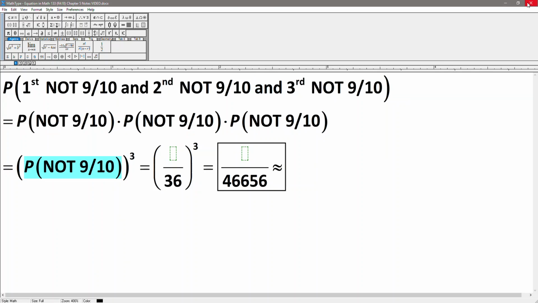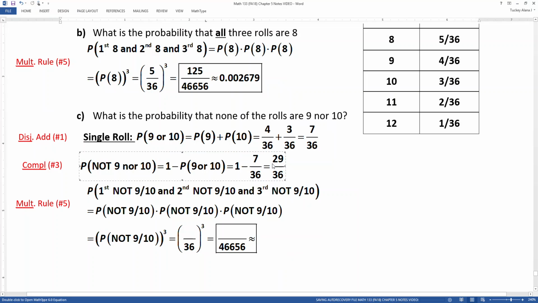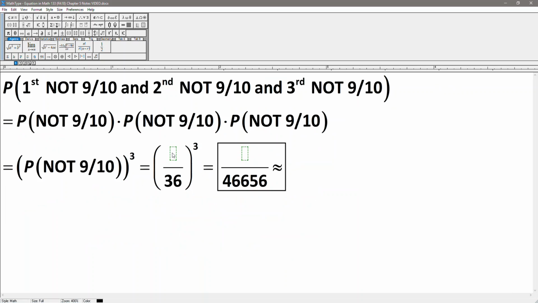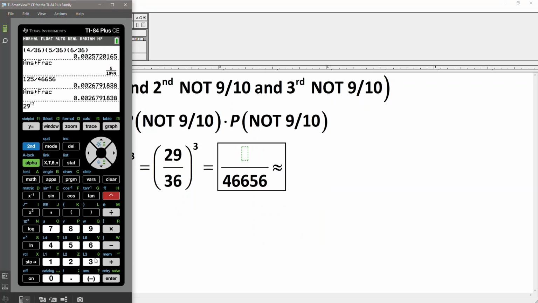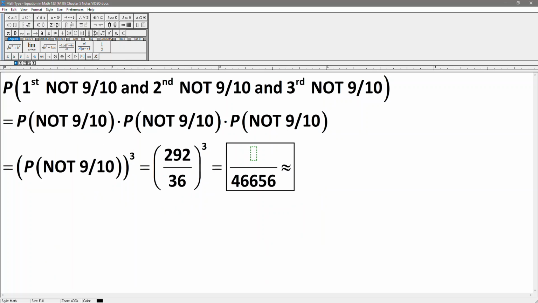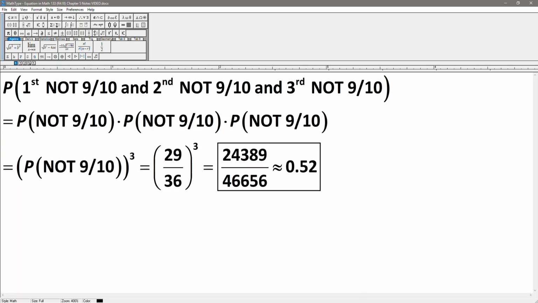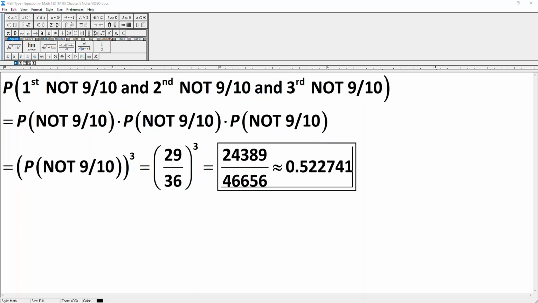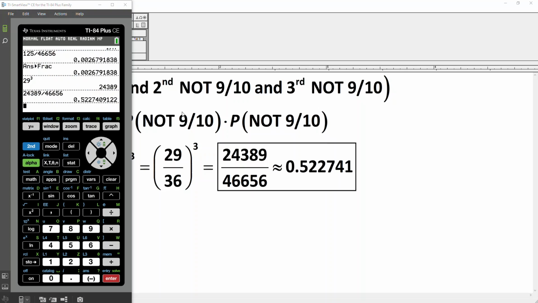But we already found the probability of not 9 or 10. The probability of not 9 or 10 is 29 over 36. So I'm going to take 29 over 36 to the third power. So I just need a calculator to find out what 29 to the third is, because that'll be my numerator. I already know the denominator because it's the same denominator we've had for every one of these. So it's 24389. And then if I divide that with a calculator, I will get 0.522741. If you don't believe me, there's the calculator right there.